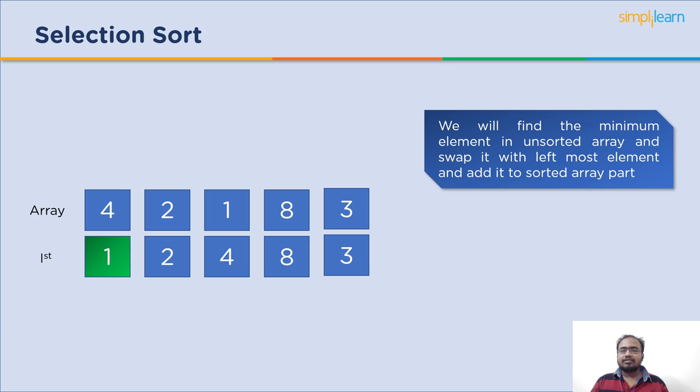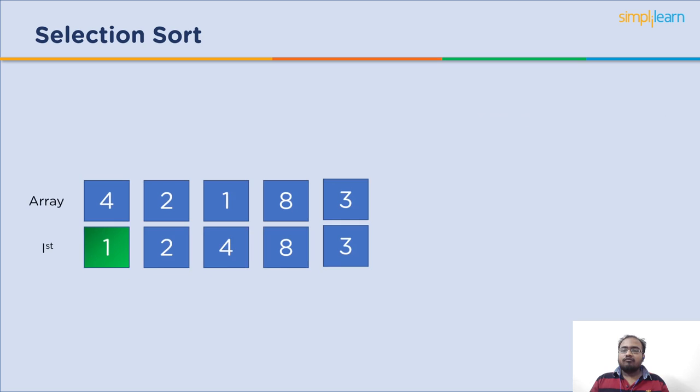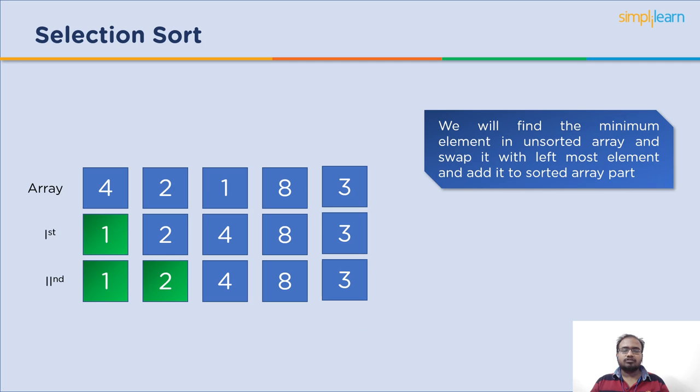Now what we did is we checked the minimum element from this unsorted array. So basically in 4 2 1 8 3, we found the minimum number between them, which was 1. So we picked it, plucked it out, and put it in our sorted part. So now in the first step, we have 1 in the sorted portion, and we have 2 4 8 3 in the unsorted portion. Now we will keep repeating this process until there are no elements left in the unsorted array. So basically what we did is we plucked 2, which was the minimum, from the unsorted part and put it in the sorted part.